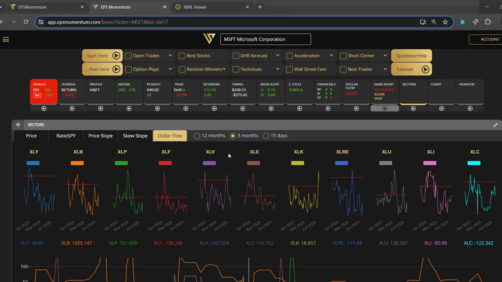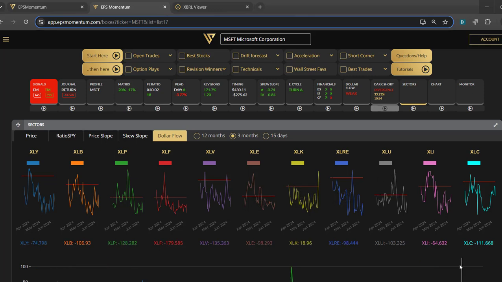So again, this is a very useful and quick widget for you to have a look at the sectors.